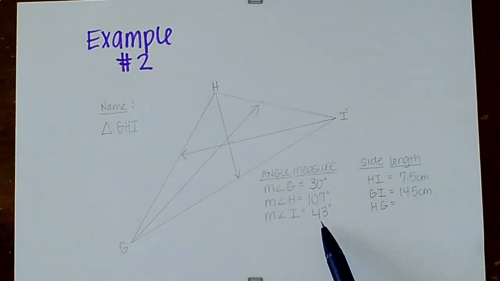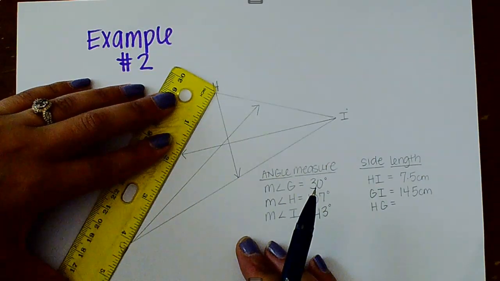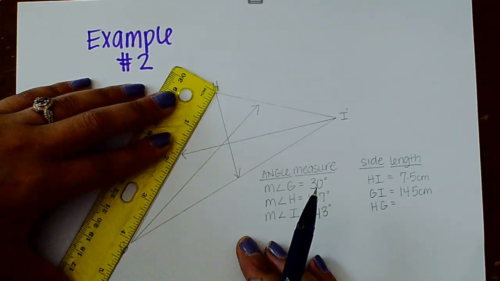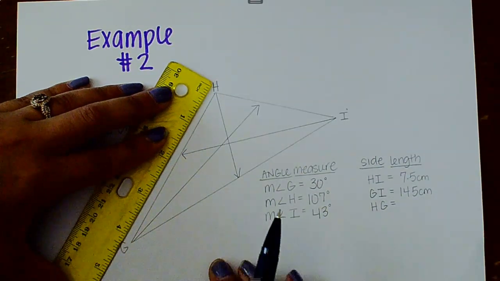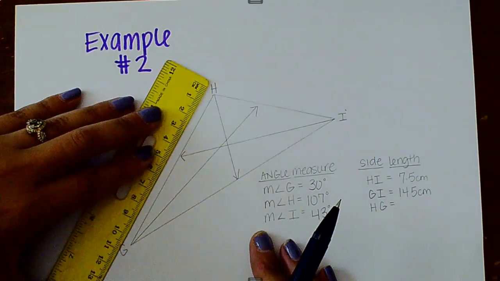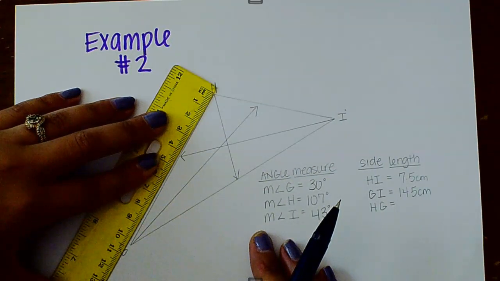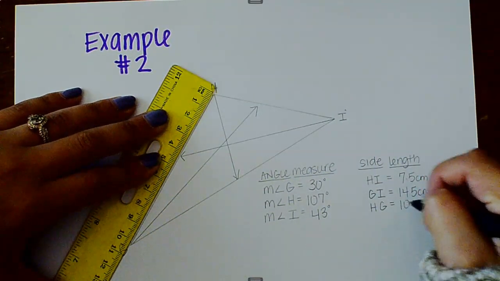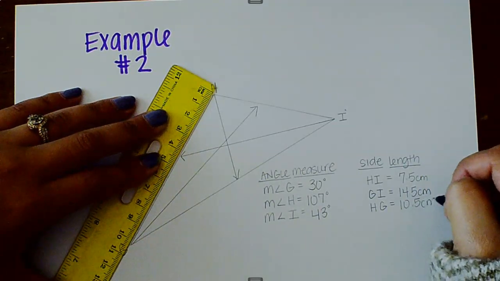Okay, and this one is 43 degrees. So HI is measuring at, I'm gonna say, oh, sorry, that's inches. I was wondering why that wasn't making sense. So HG is about 10 and a half centimeters.